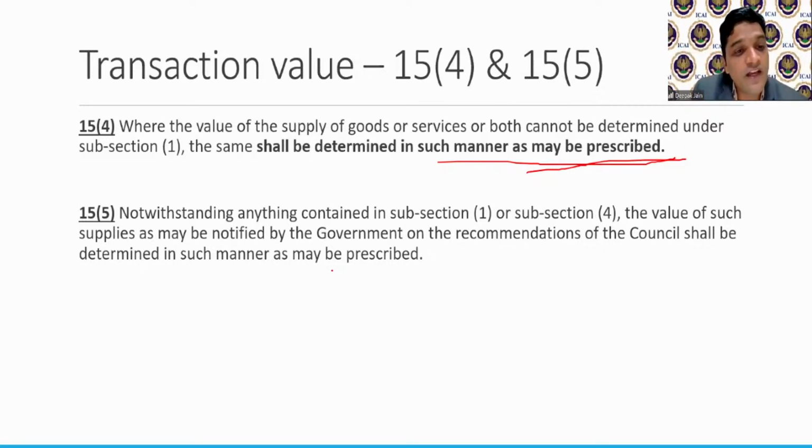Okay. Then 15.5 says, notwithstanding anything contained in subsection 1 or 4, the value of such supplies as will be notified by the government on the recommendation of the council shall be determined in such manner as may be prescribed. मतलब special goods के लिए, special transactions के लिए special valuation रहेगा, which will be decided by the government.